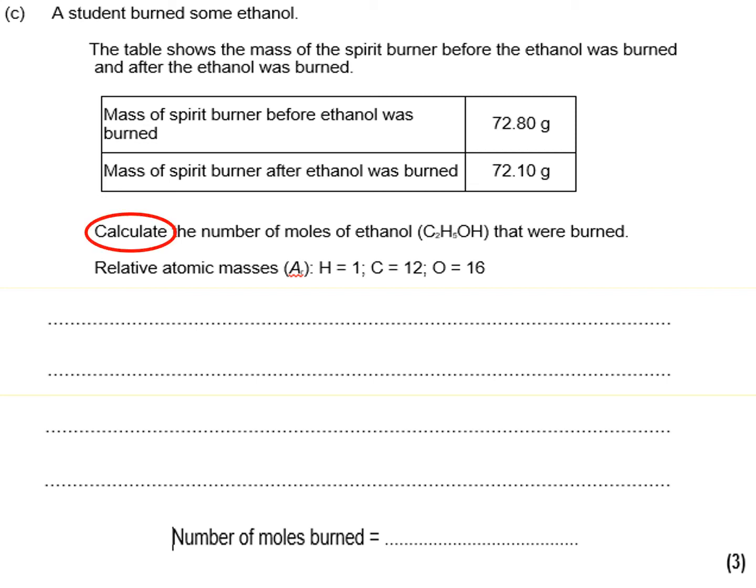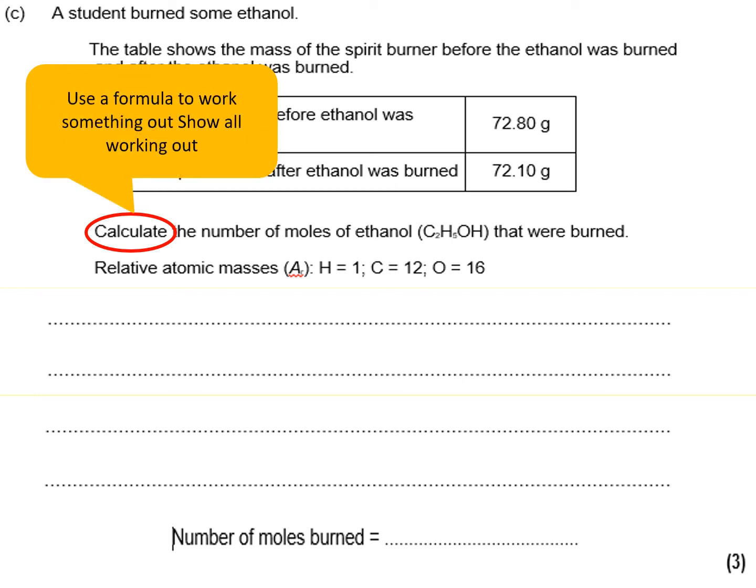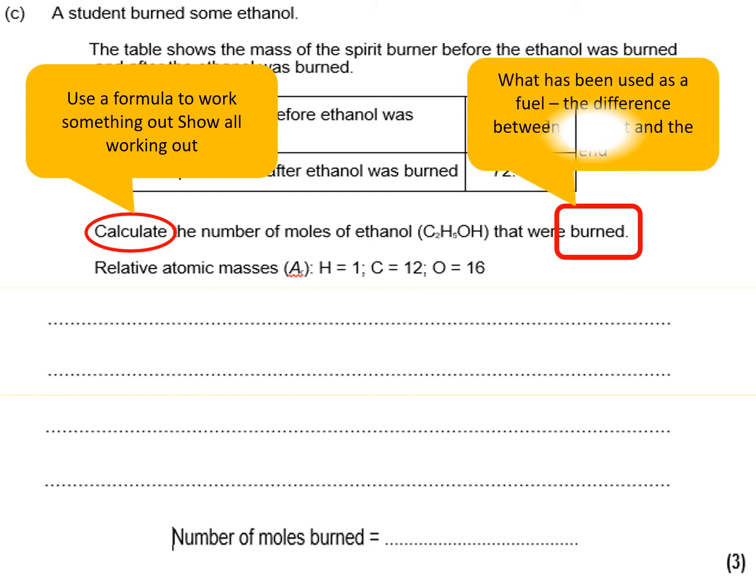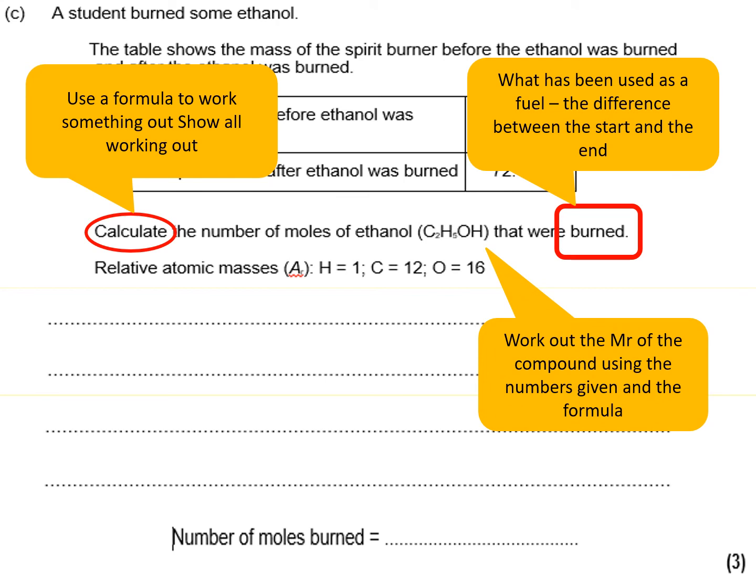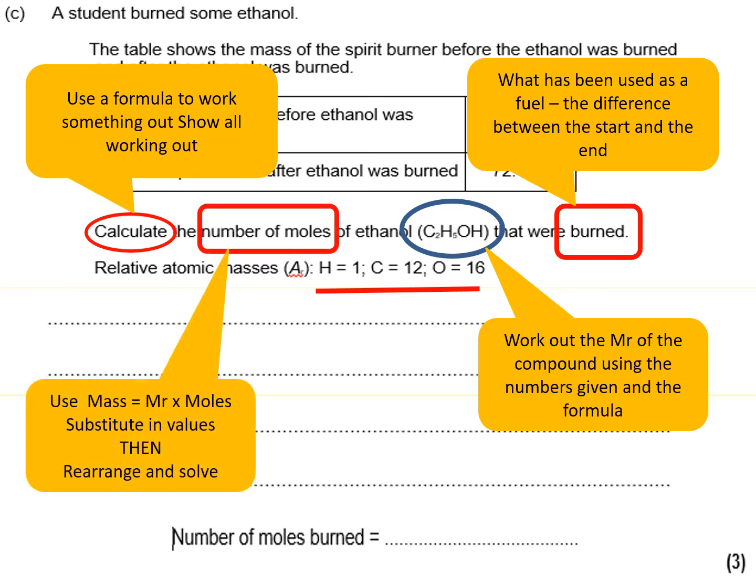Calculating, we know that that is going to be using some kind of formula to work something out, and we must show all of our working out. We're talking about a chemical reaction that's happening here, so we need to refer back to that table of before and after to work out how much ethanol was actually burnt. So what is the difference between the start and the end? We've got a formula there for the ethanol, so we can work out the molecular mass of that compound given the numbers that have been provided and the formula that is there in the question. And because it's the number of moles, the equation that we are going to use is mass equals Mr times moles. We're going to substitute in the values that we have, and we're going to rearrange and solve it.